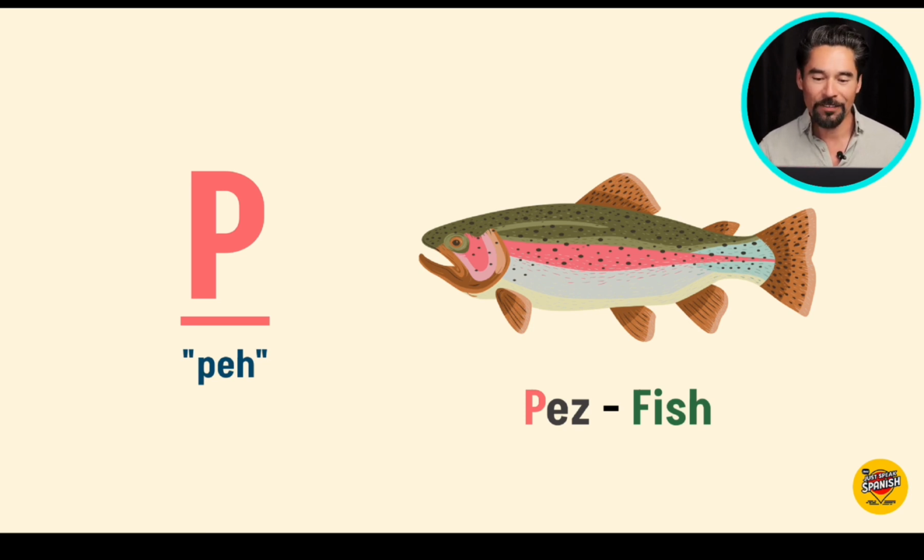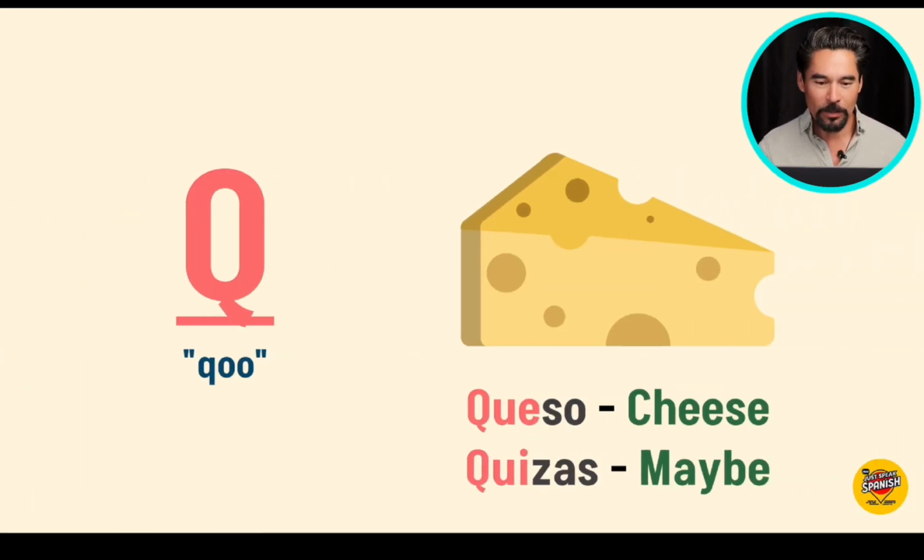Next letter is P, and in Spanish we pronounce it as P. The word we have is pez. Pez is one syllable for fish. Very well. Let's go to the next one. Q. In Spanish it is Q. And here, if you see here, we have Q, U, E.